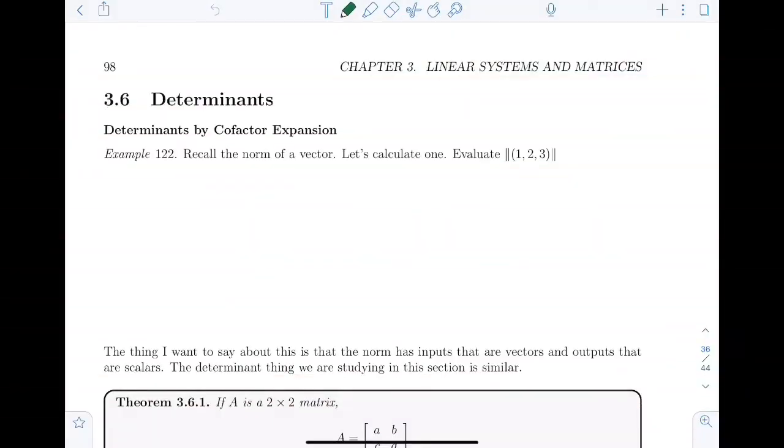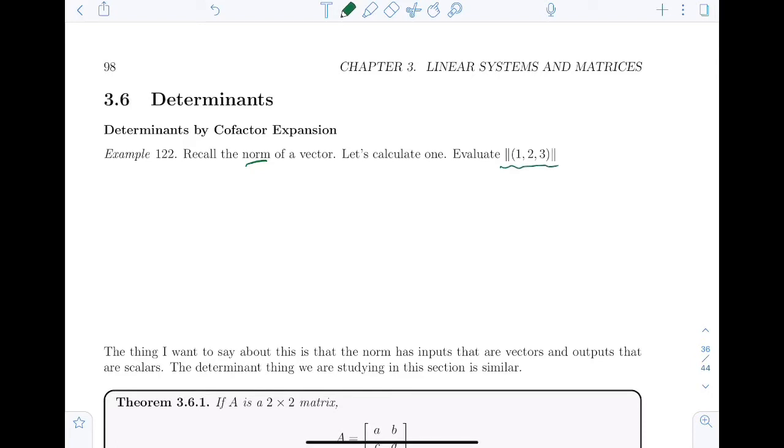It's time to learn about determinants. Now, the first point I want to make about this is to compare it to something that we already know, which is a good place to start whenever you learn something new. So I want to recall this thing called the norm of a vector, or the magnitude or the length, whichever way you want to look at it. Let's calculate a norm here. So evaluate the norm of the vector (1, 2, 3).